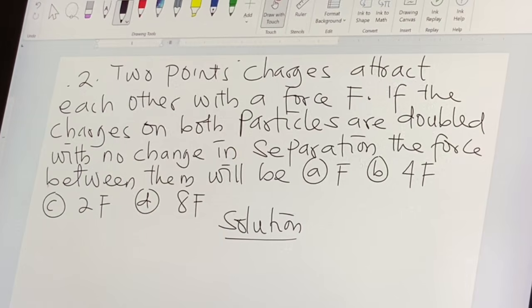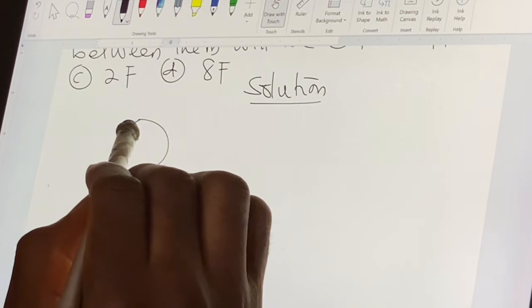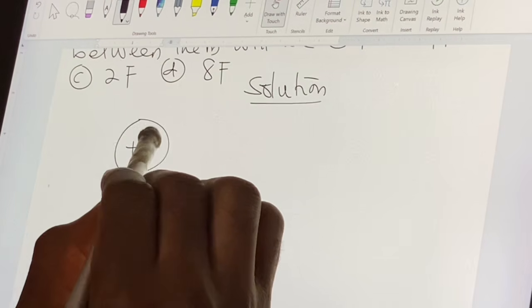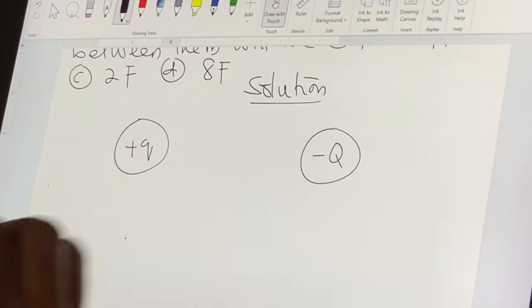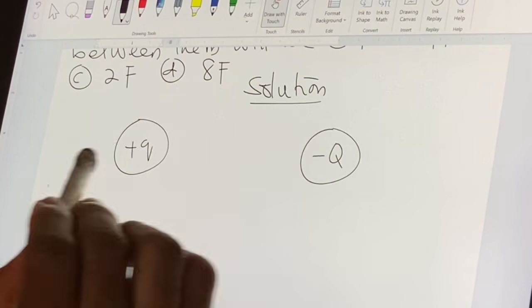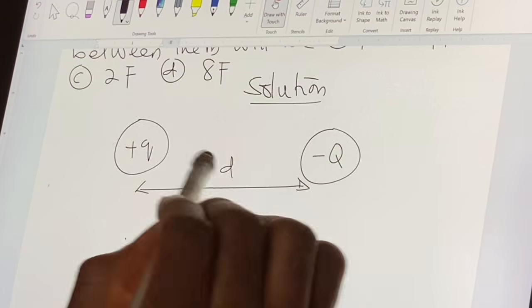Okay, they said two point charges that attract. A point charge can be either positive or negative. When they attract, one will be a positive charge while the other will be a negative charge. So we have something like this. This is a charge, which we can take as plus Q, and this is a charge, which we can take as minus small q to differentiate it. They are separated by a distance, which we can call D.